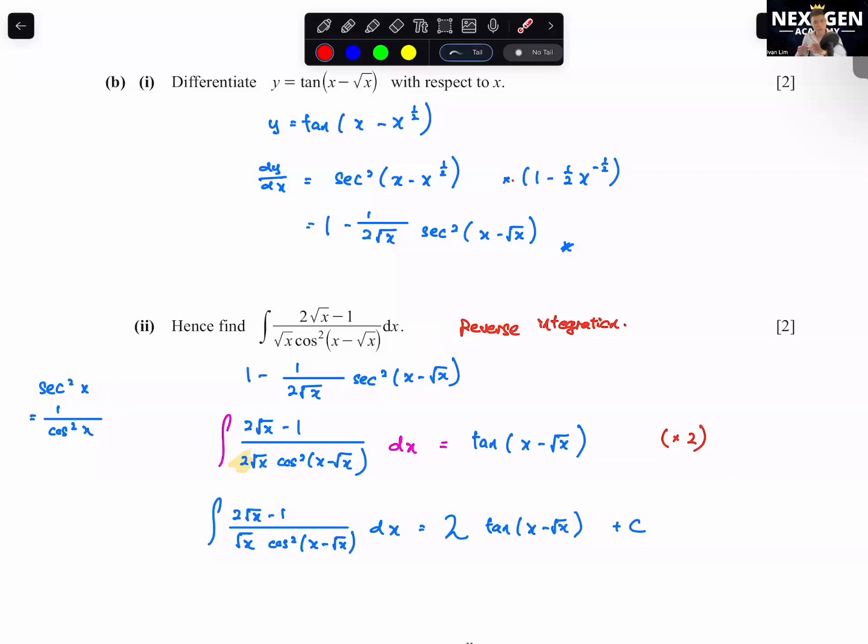This type of question, always remember that you have to do a reverse differentiation over here. Is it called reverse differentiation, not reverse integration? My language all wrong here, eh? Reverse differentiation.